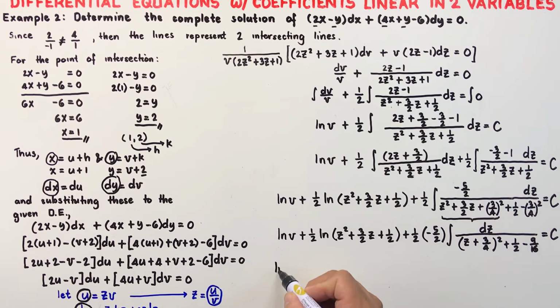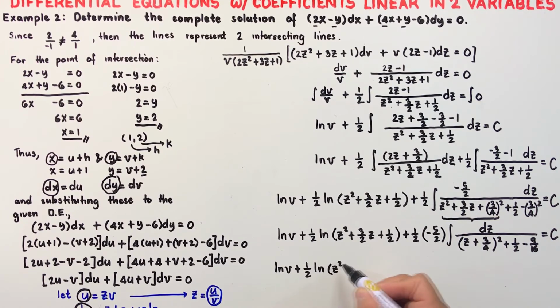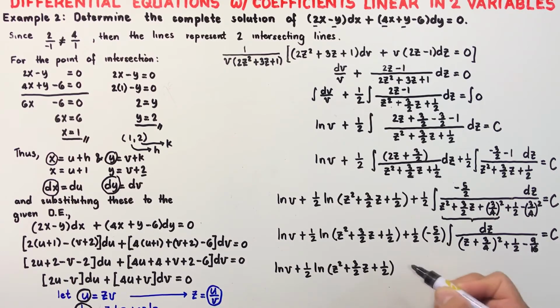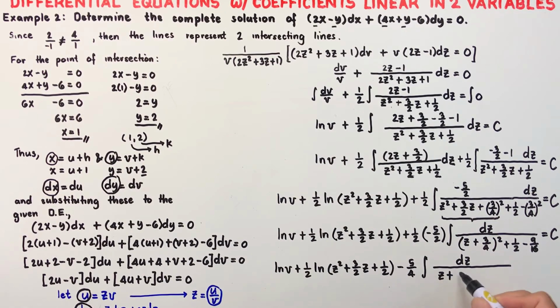So we have the natural log of v plus 1 half times the natural log of z squared plus 3 halves z plus 1 half minus 5/4 times the integral of dz over the quantity of z plus 3/4 quantity squared minus 1 half minus 9/16. But this 1 half can be expressed as 8/16. So 8/16 minus 9/16 is 1/16. And 1/16 can be expressed as 1/4 squared there.